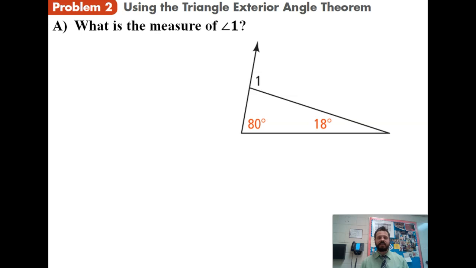Let's go ahead and apply that theorem to a problem. So problem 2, part A, says what's the measure of angle 1? Now angle 1 is an exterior angle. And we also know the two interior angles on the opposite side of the triangle, not adjacent to angle 1, but across from it. So that theorem just told me that angle 1 will just be equal to the sum of the two opposite angles. So in other words, 80 plus 18, which will give me 98 degrees.